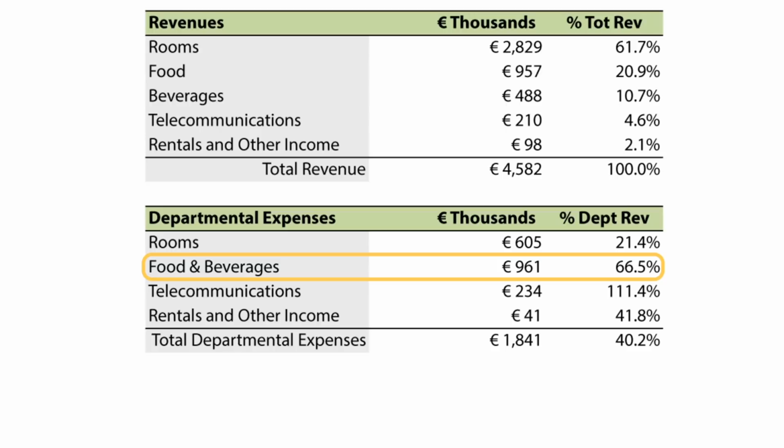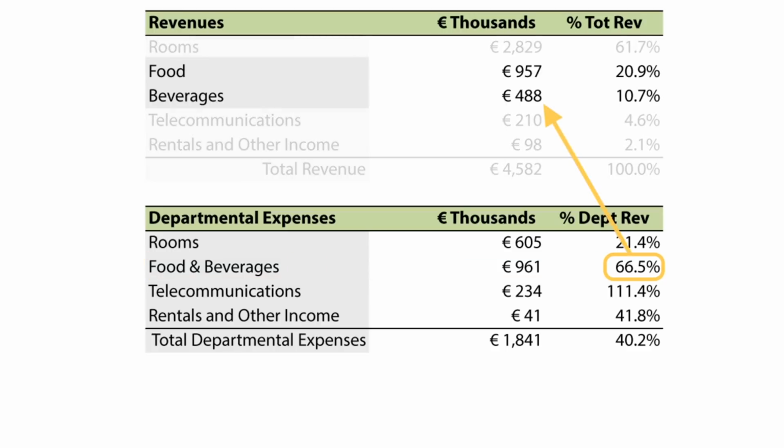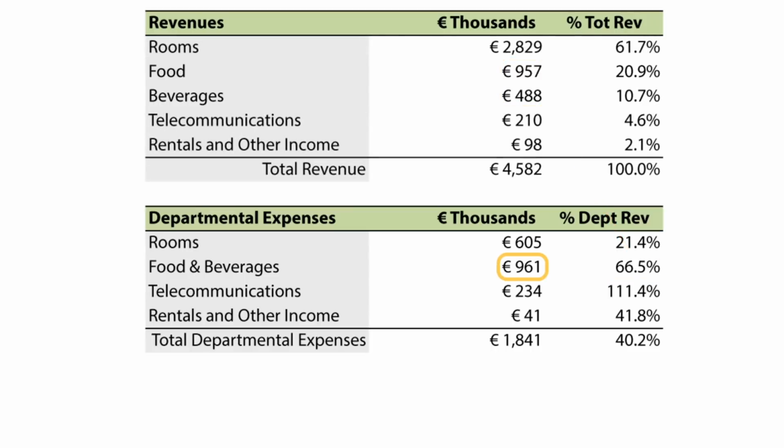Food and beverage expense, 961,000 euro, is precisely 66.5% of the combined food plus beverage revenue. What we want to know is, how does the food and beverage department, cost of food, cost of beverage plus labor, how does that operate relative to its revenues? It's a very high cost operation because, unlike rooms, you have to have something on the plate and something in the glass in order to satisfy your guests, in addition to the labor.